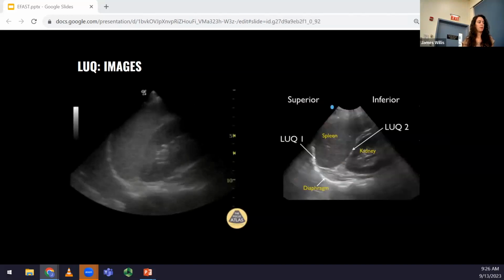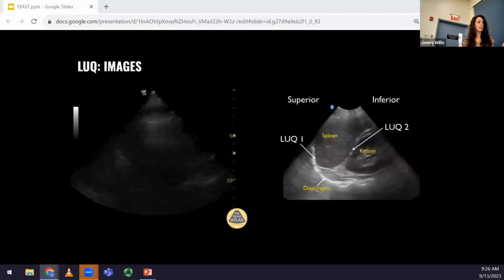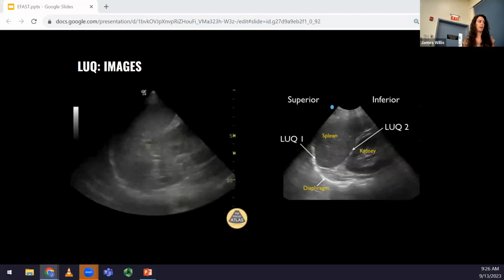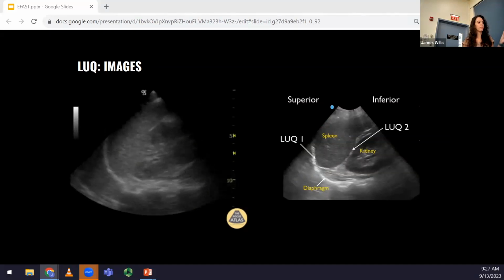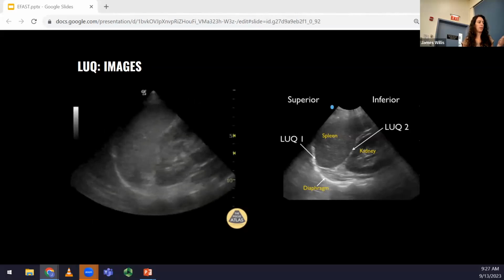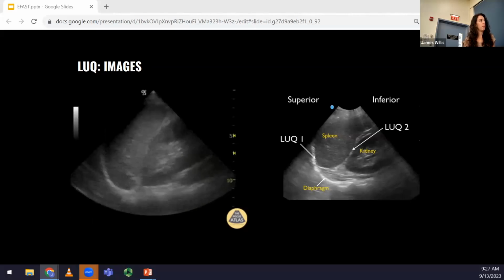So this is an image of what you can expect to see. The dynamic image on the left, you're getting diaphragm, you're seeing that interface there without any fluid, as well as that kidney spleen interface. You're not getting really the full view of the inferior tip of the spleen, so that's something that you might improve on your scan. And then just a schematic of the anatomy there as well.